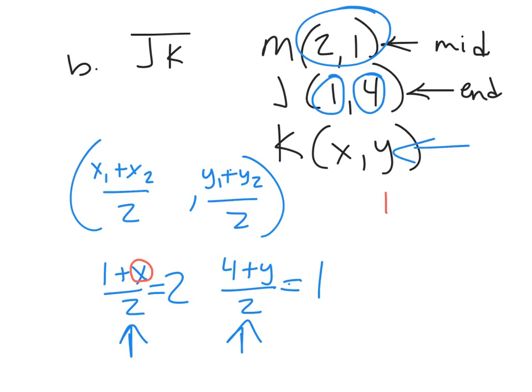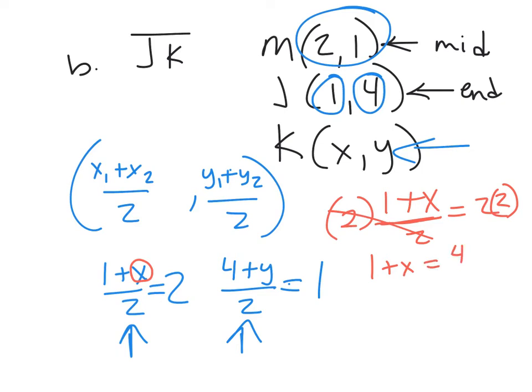So let's do the first one. We have 1 plus x over 2 equals 2. To get x by itself, the first thing you need to do is get rid of the 2 on the bottom. If it is division, I do the opposite, which is multiplication. So I'm going to say 2 times all of that, 2 times all of that. That cancels. I have 1 plus x, and 2 times 2 is 4. Now to get x by itself, I just subtract 1. So x equals 4 minus 1, which is 3. So my first value for this K point is 3.